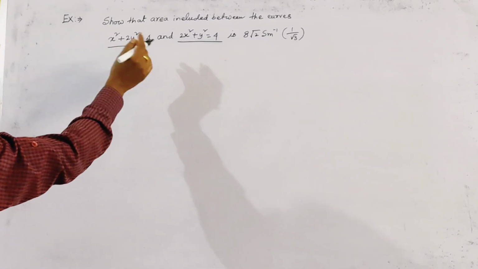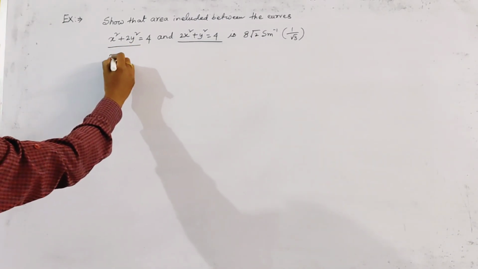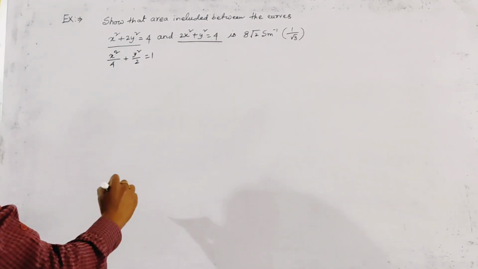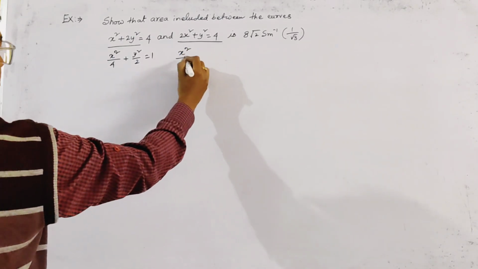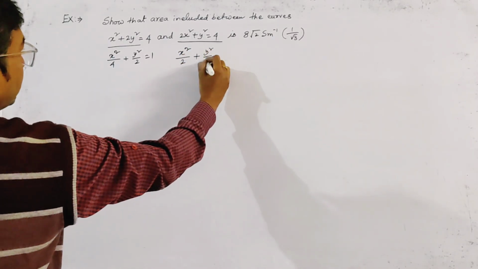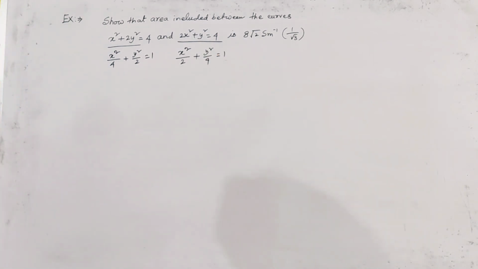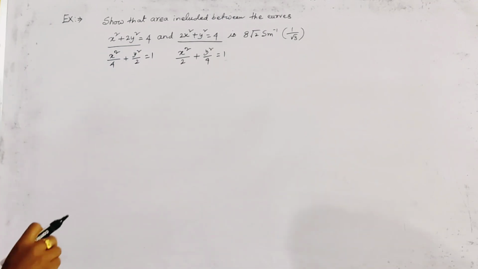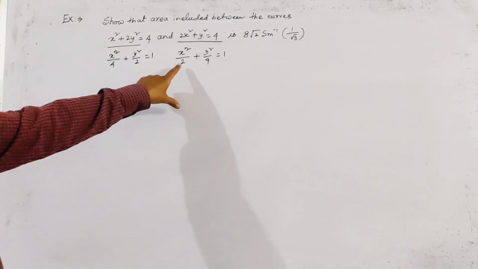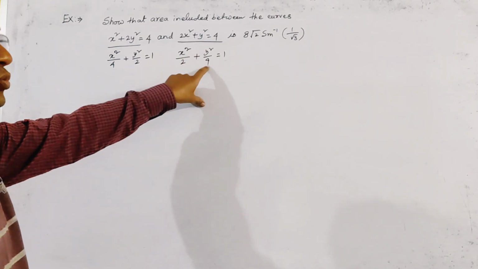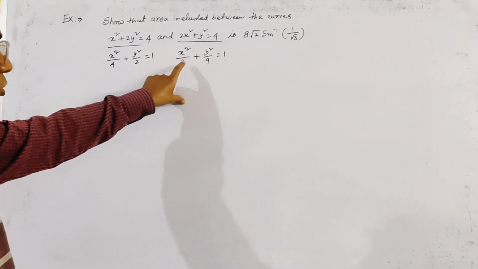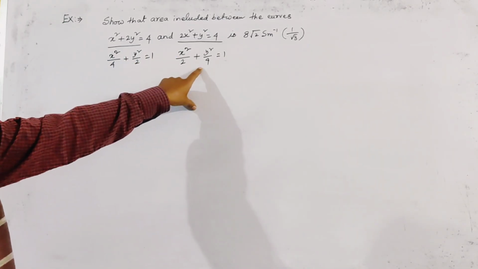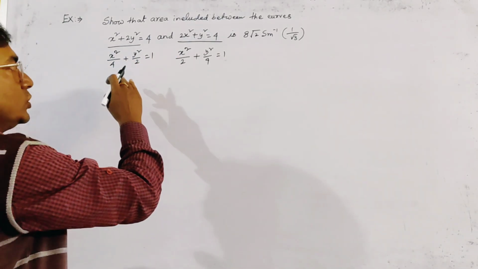If we rewrite these two curves, the first is x square by 4 plus y square by 2 equal to 1, and the second is x square by 2 plus y square by 4 equal to 1. For the first curve the major axis is 2 and the minor axis is root 2, and for the second curve the major axis is also 2 and the minor axis is root 2, but the major axis is along the x-axis for the first and along the y-axis for the second. So we first draw the two ellipses.